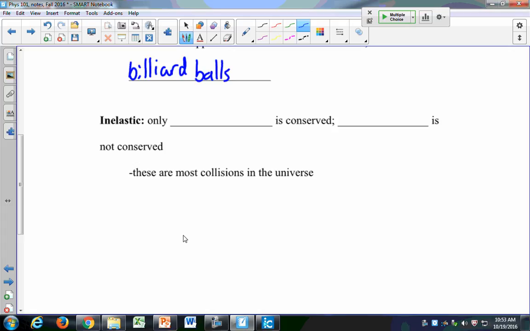In inelastic collisions, only what is conserved? Only momentum. Every collision in the universe conserves momentum, even if you have non-conservative forces at work. Energy, however, is not conserved, because you have to have conservative forces at work. And as I said, these are most collisions in the universe, everything but those molecules interacting with electric field forces.